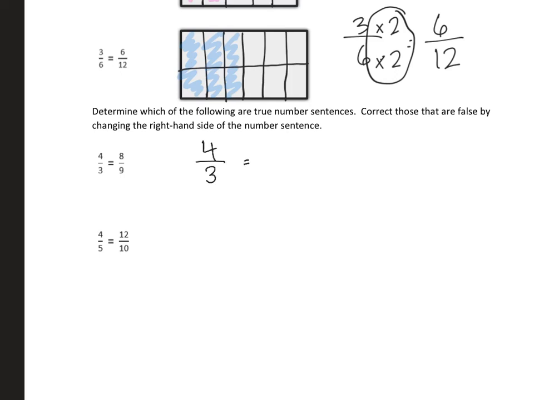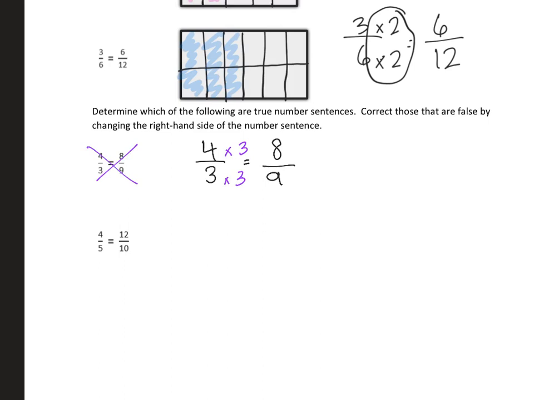So if we have this, you can start on the top or the bottom. I'll start on the bottom because I usually do the denominator first. So I'm going to say, okay, 4 times what gives me 9? I'm sorry, 3 times what gives me 9? 3 times 3 gives me 9. So whatever I do at the bottom, I have to do up the top. It has to be the same number. So does 4 times 3 give us 8? No, right? So that means this one is incorrect.